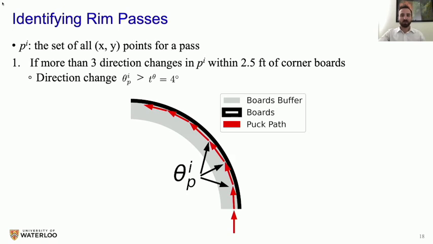Next, from the set of remaining passes, we classify rim passes as those with greater than 3 direction changes larger than 4 degrees close to the corner boards. We chose a threshold of 3 due to the one-bank passes described next and used the same 2.5 foot boards buffer as before.